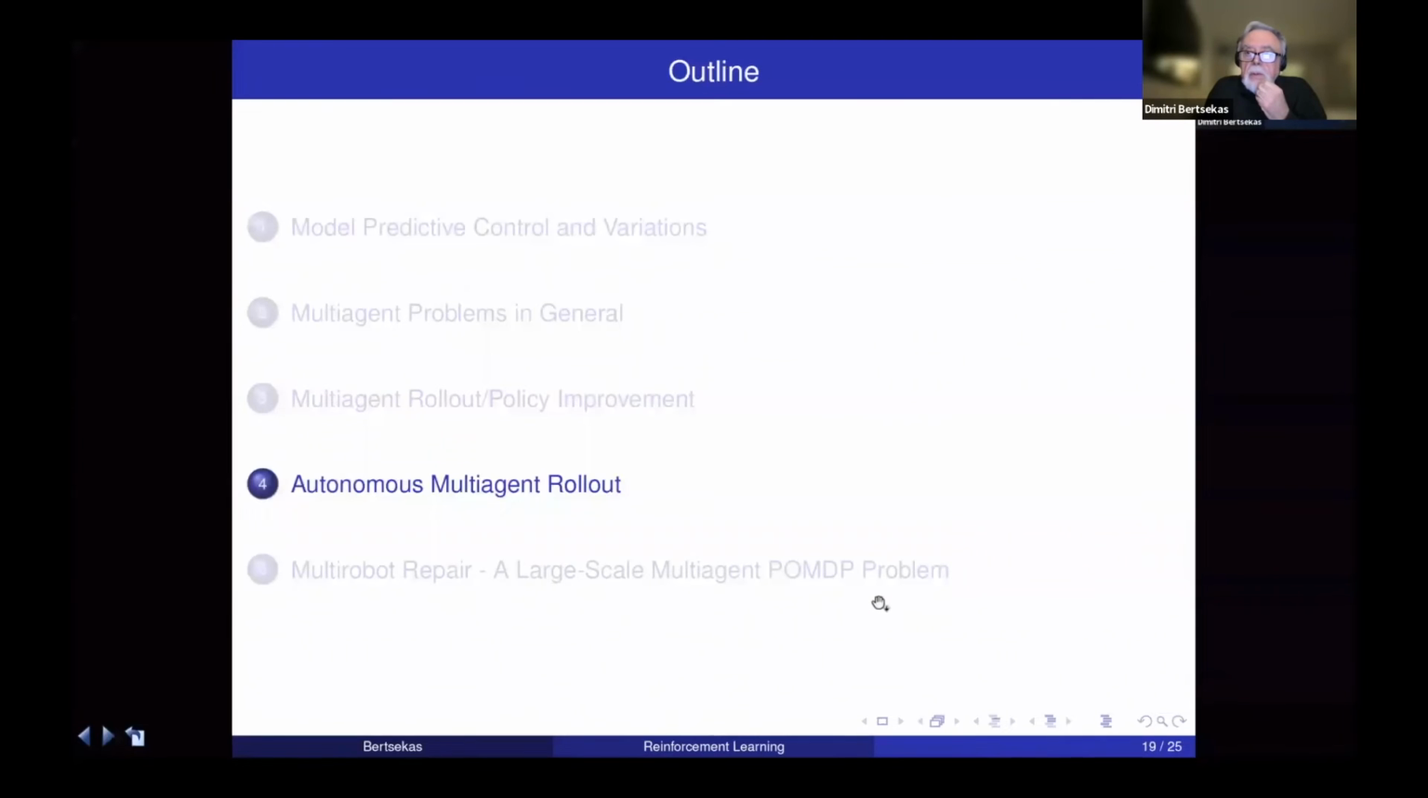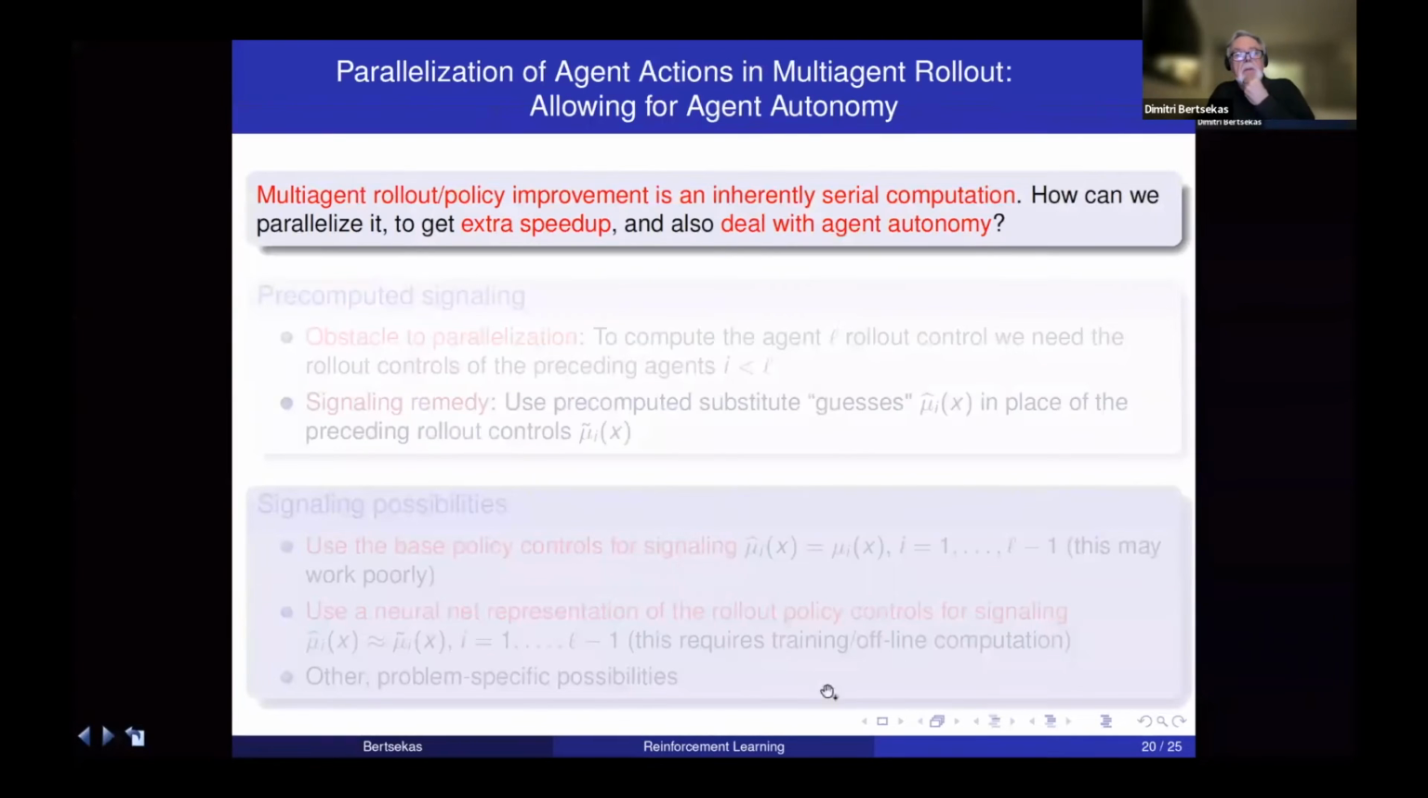let me go into the question of autonomy. We want the agents to act more or less independently and not wait for each other to apply their controls in sequence. On the other hand, the multi-agent rollout operation is inherently serial. So how can we parallelize it? First, to get extra speed up, and also be able to introduce some agent autonomy into the process.